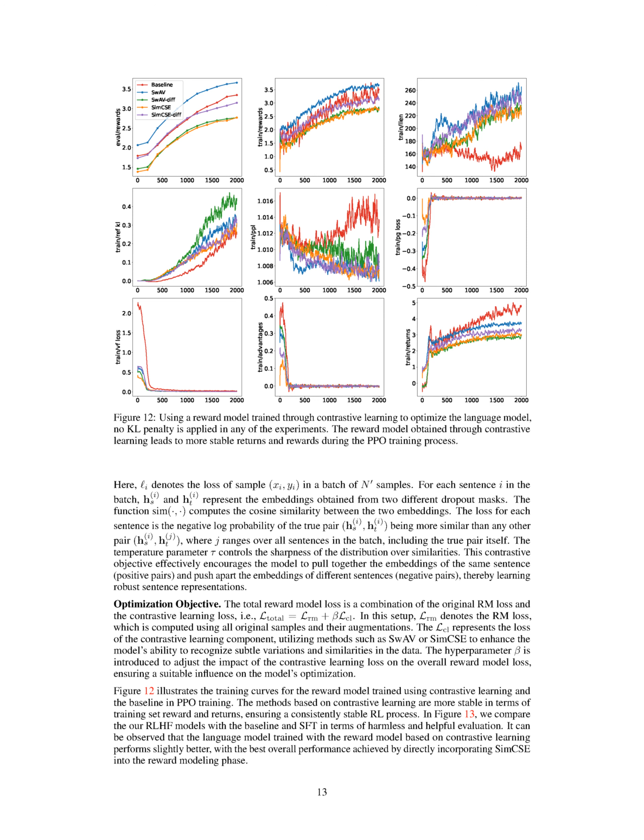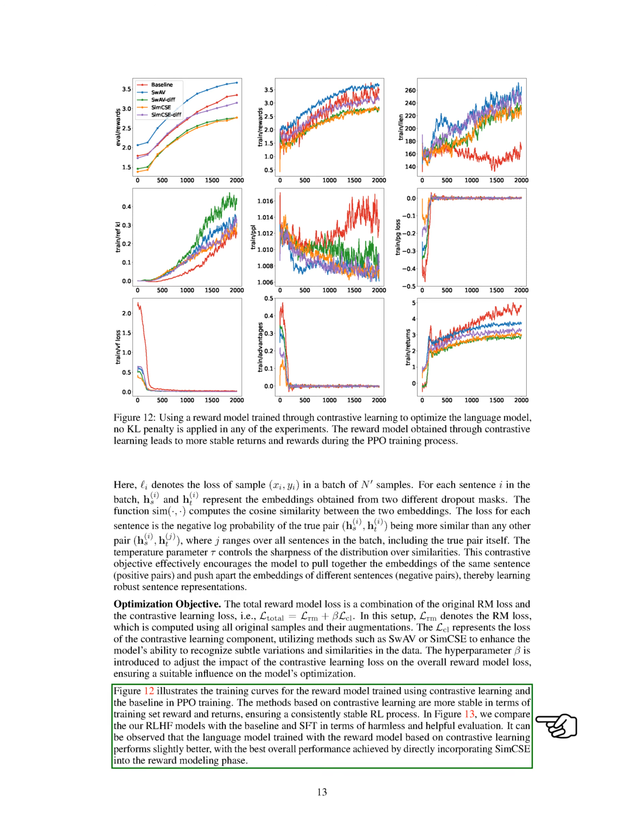SwAV and SimCSE are methods used for contrastive learning, with SwAV involving clustering data and enforcing consistency between cluster assignments, and SimCSE using identical sentences as positive pairs and different sentences as negative pairs to learn sentence embeddings. The total reward model loss combines the original loss and the contrastive learning loss, with the hyperparameter beta adjusting the impact of the contrastive learning loss on the overall optimization. Contrastive learning methods show more stable training and better performance in evaluation compared to the baseline and SFT methods.